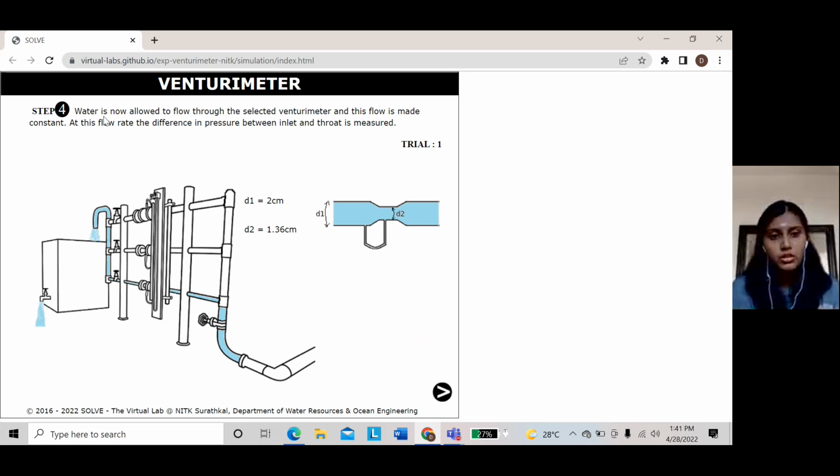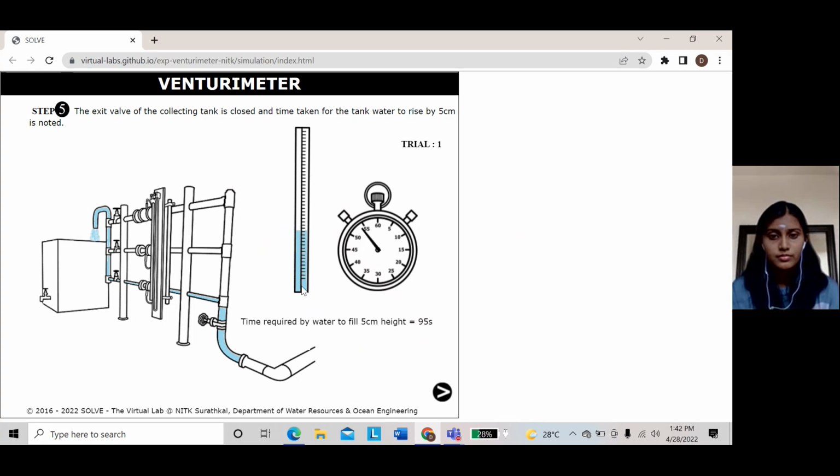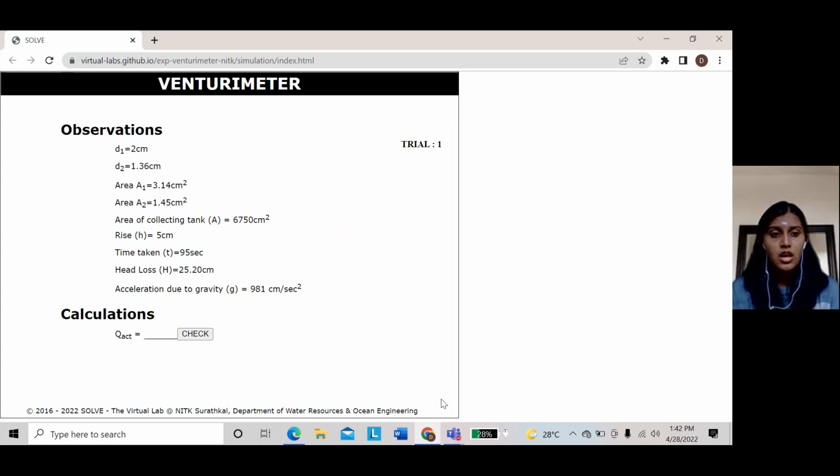Step 4: water is now allowed to flow through the selected venturimeter, and the flow is made constant at this flow rate. The difference in pressure between inlet and throat is measured. Step 5: exit valve of the collecting tank is closed, and the time taken for the tank water to rise by 5 cm is noted. So the time required by water to fill 5 cm height is 95 seconds.